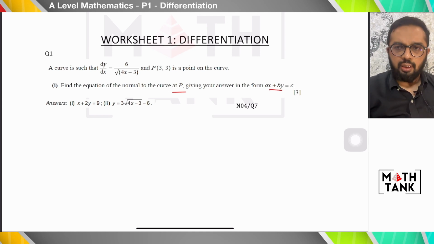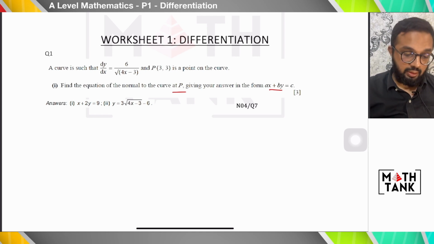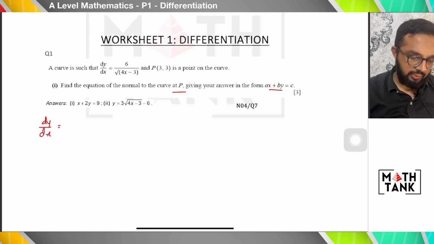tangent. Not the equation of the tangent, but the gradient of the tangent. I already have dy by dx. I don't need to differentiate. I can just use the value here and say that this is going to be 6 over root 4 times 3 minus 3, and I get 6 over 9, which is 2. So gradient of tangent is 2.